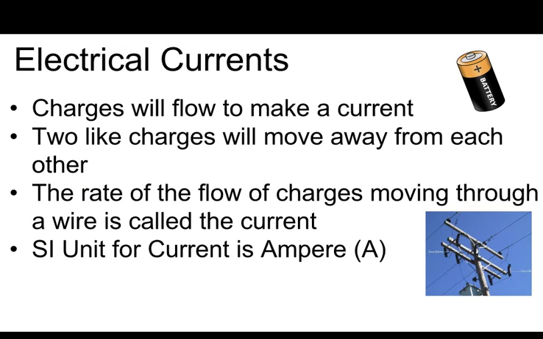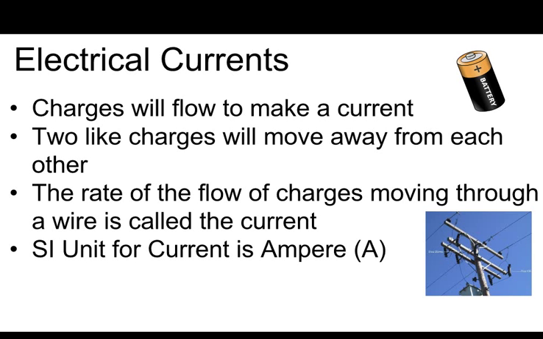So let's talk about electrical currents and what they are. And of course, we're going to be calculating the current and the resistance and the voltage. Okay? So electrical currents, what they are, their charges, right? Those positive and negative charges. And they are what make that flow. It pushes those electrons along that wire, pushes the charges along the wire. So two like charges will move away from each other. If they didn't have that force field, then there would be no reason for them to move.